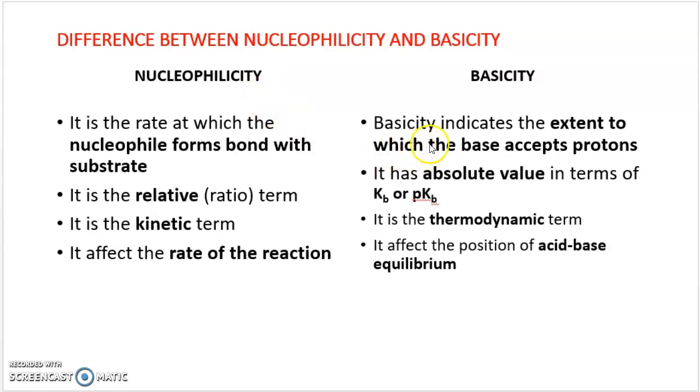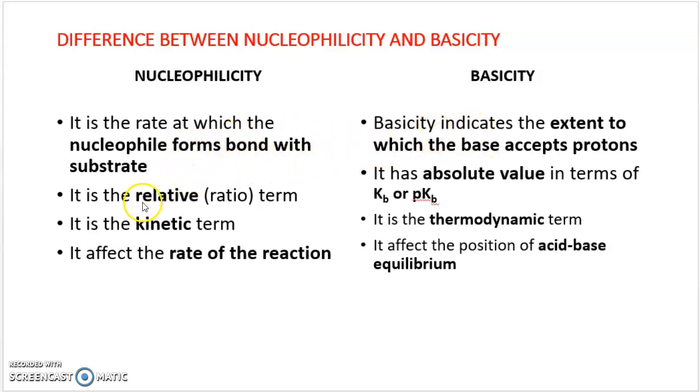Now what is basicity? Basicity is how fast a base accepts the proton from the acid. So these two are different terms. Nucleophilicity is how fast a nucleophile forms a bond with an electrophile, and basicity is how fast a base accepts the proton from the acid. So these two are the important points.